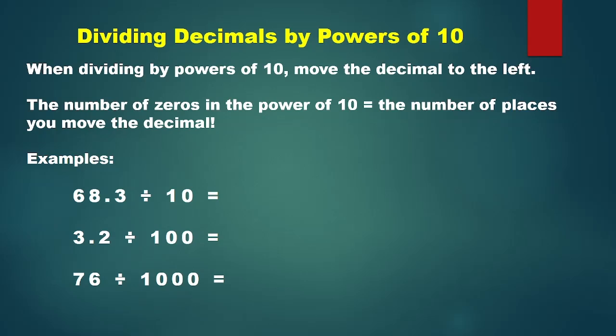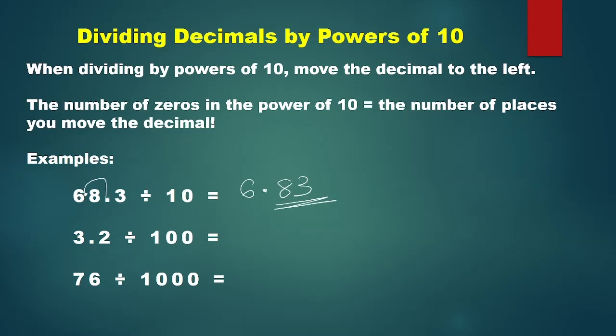If I want to divide 68.3 divided by 10, because I'm dividing by 10 and 10 has 1 zero, I'll move the point just one place to the left. So it goes all the way to the left like this. So my answer simply becomes 6.83. And that's the answer to the question.